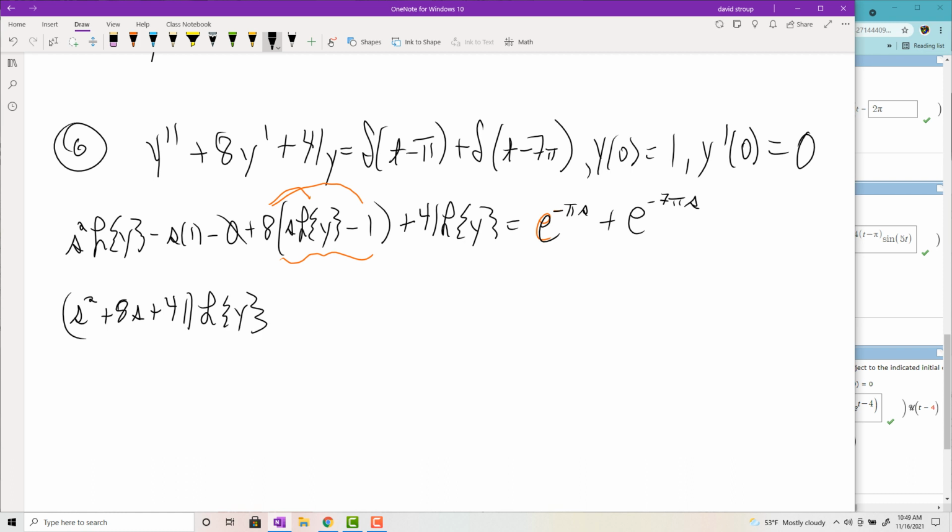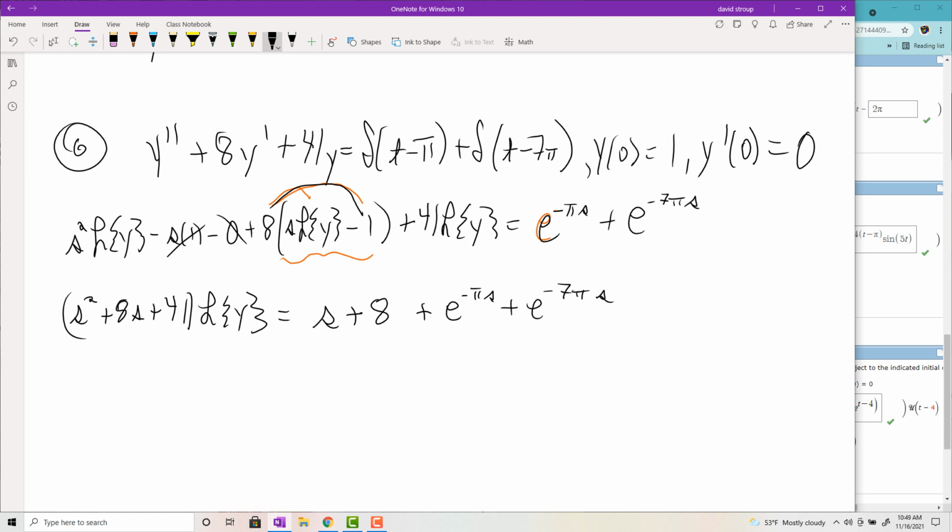This guy is 0, but there's still a minus s. So I'm going to put that on the other side as plus s. And then there's this character here, minus 8. So I'll put this on the other side as plus 8. Okay. And then, of course, you have e to negative pi s plus e to the negative 7 pi s.